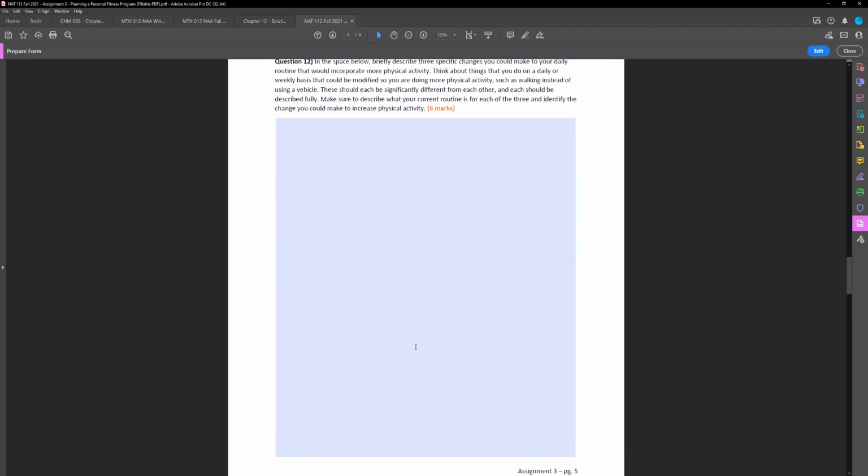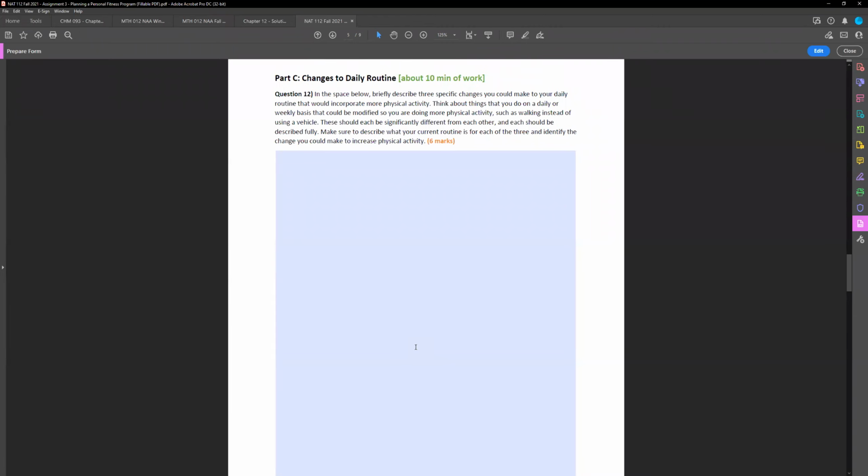This section looks really big, but it's not really big. In the space below, briefly describe 3 specific changes you could make to your daily routine that would incorporate more physical activity. Think about things you do on a daily or weekly basis that could be modified so you're doing more physical activity, such as walking instead of using a vehicle. These 3 should be significantly different from each other, so make sure that they're 3 unique ideas, and make sure you describe what your current routine is for each and what you're changing.